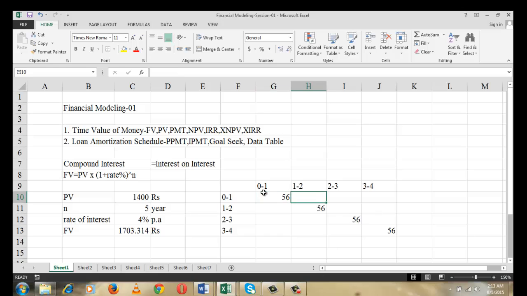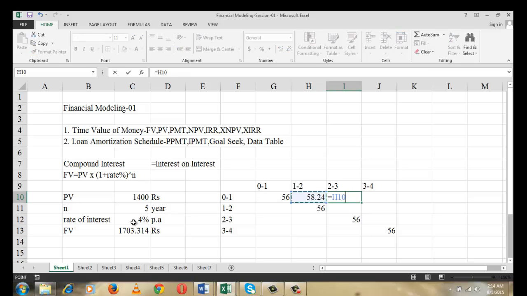In the case of compound interest, you get interest on interest. So the 56, which was the interest at the beginning, on this 56 next year again you get interest of 4%. So this 56 will not be 56 at the end of the second year. On this 56 you get interest of 4%, so 56 into 1.04, you get 58.24.